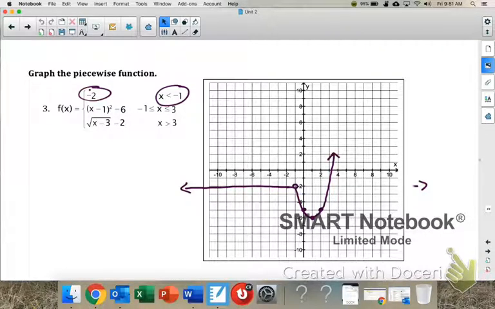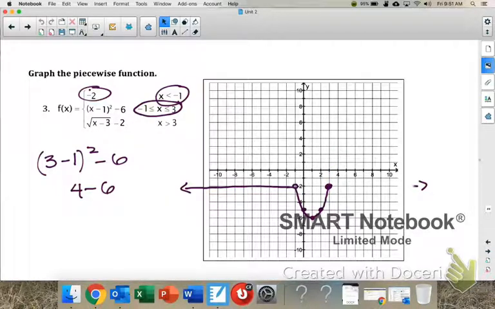This one wants us to keep the section between 1 and 3. Now, we don't have a point for 3, so I'm real quick going to plug in 3 to that equation and see what it is. 3 minus 1 is 2, squared is 4, minus 6 is -2. So that means I have a point right there. And it wants me to keep the section between -1 and 3, which means I'm going to fill in that was an open dot before and keep that section of my quadratic.